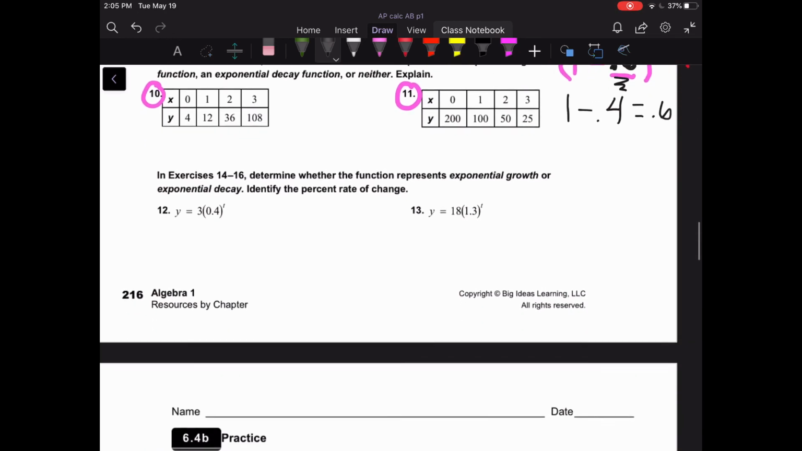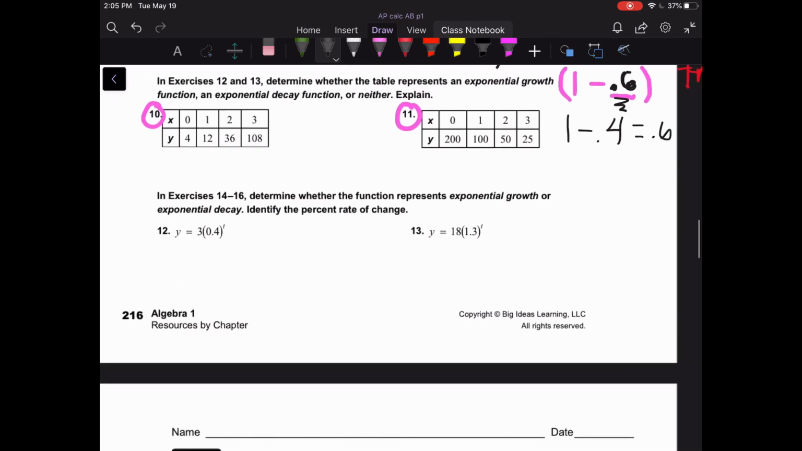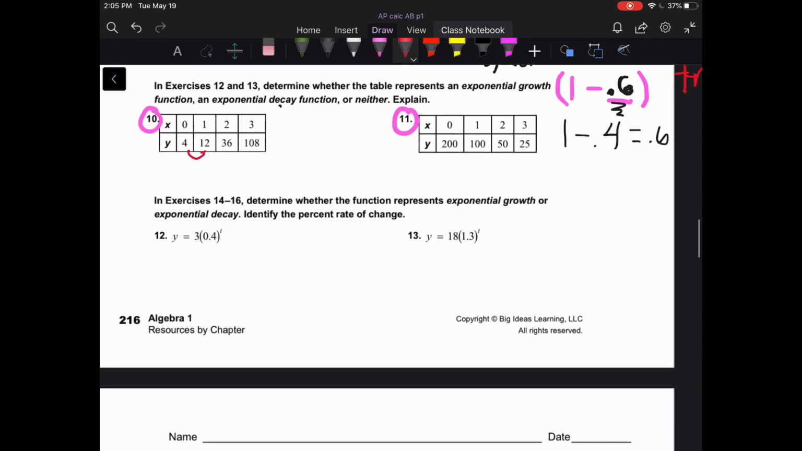Let's do these tables real quick. It says determine if the table represents growth, decay, or neither. They don't ask you about linear, so you don't have to check if you're adding or subtracting by something each time. You just have to check that can you multiply by the same number each time to get to the next. And if it's greater than 1, it's growth. If it's less than 1, it's decay. So in this first part right here, I notice that you actually multiply by 3 each time to get to the next number. So that's exponential growth, because 3 is larger than 1.